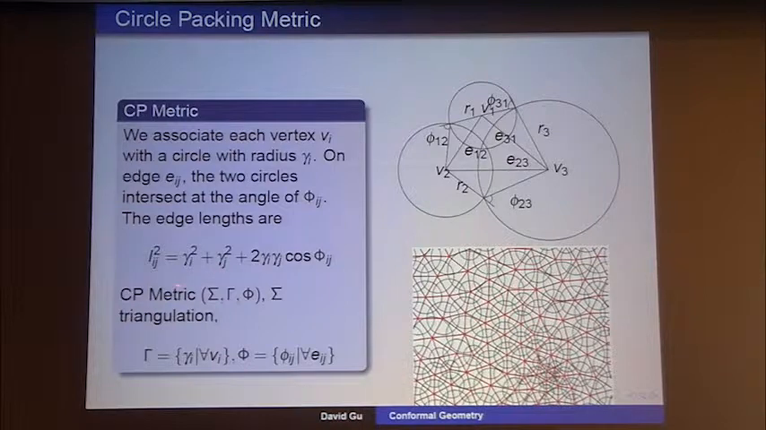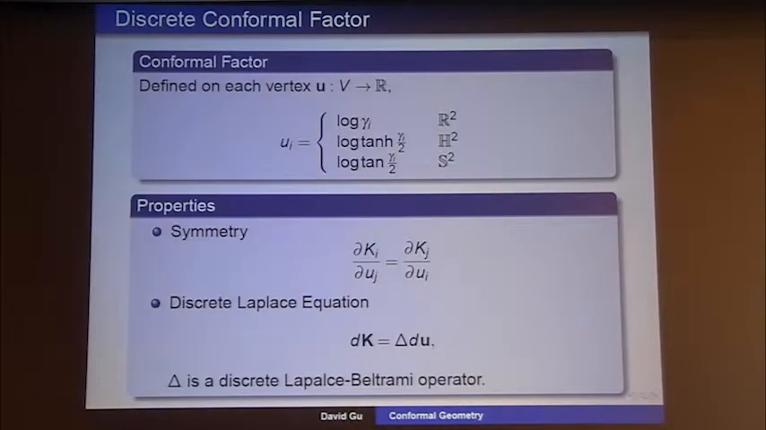Then we can change the circle radii, but keep this one constant. Then we can define a conformal factor to be the logarithm of the circle radius. By direct computation, we can prove the following. First, if we change circle radii, the Gaussian curvature will change. The Gaussian curvature change satisfies this symmetry condition. Then the infinitesimal change of Gaussian curvature and infinitesimal change of conformal factor satisfy this Laplace equation. Here, delta is a discrete Laplacian.